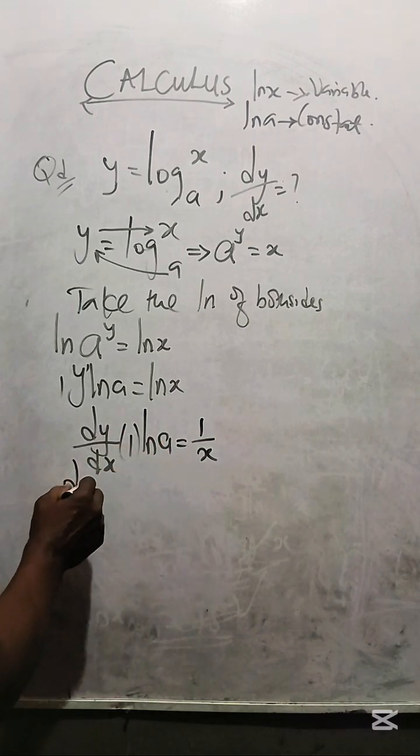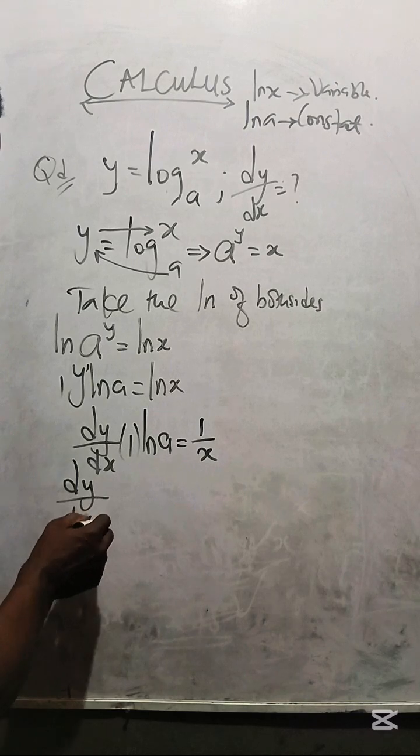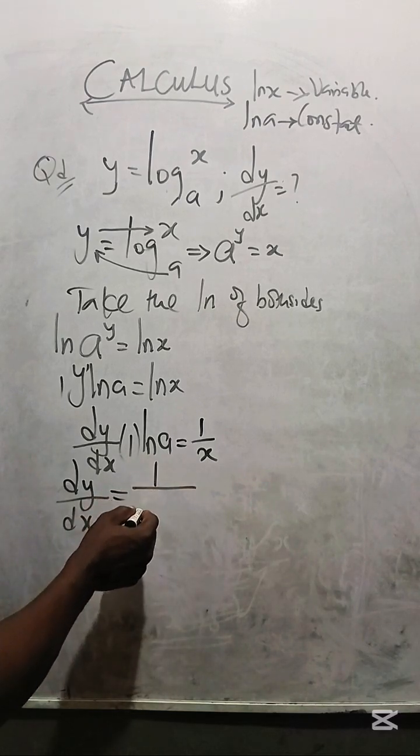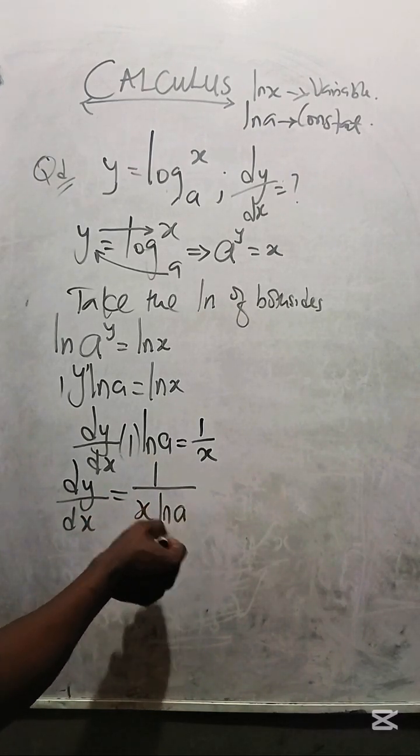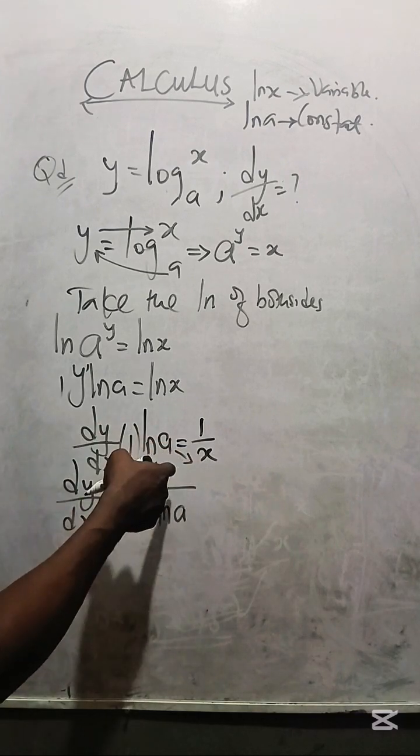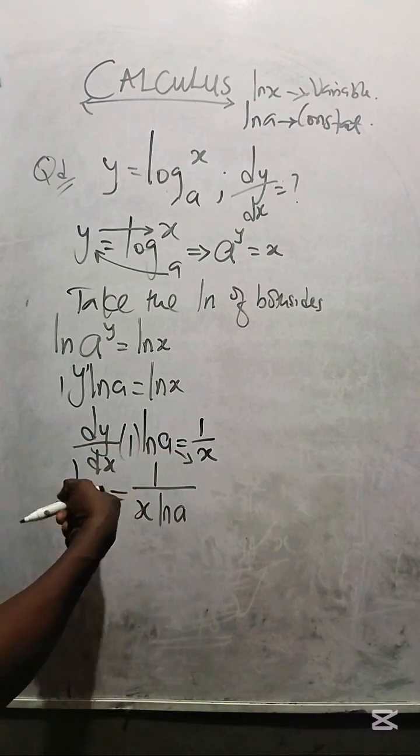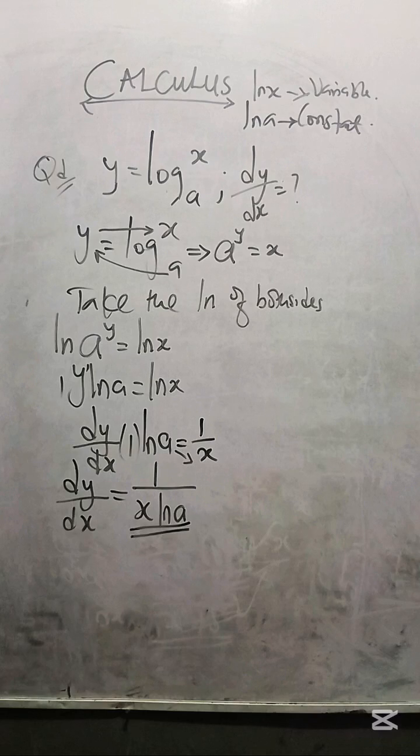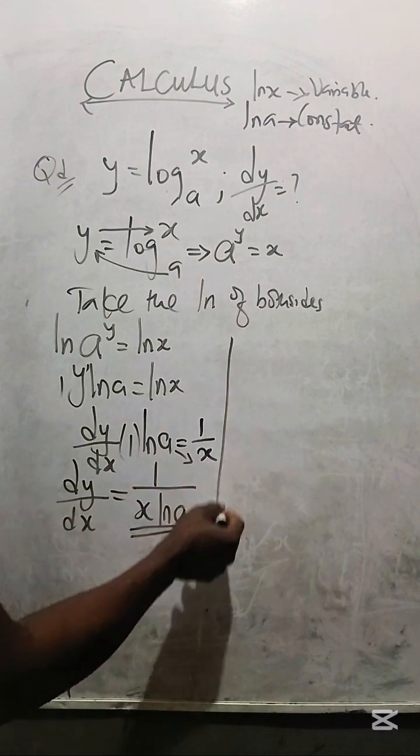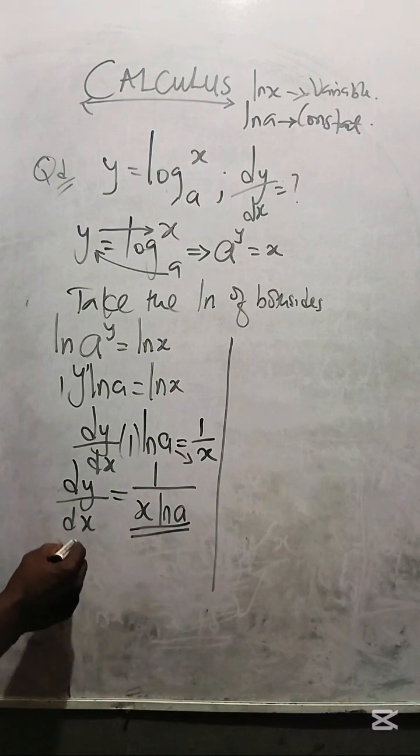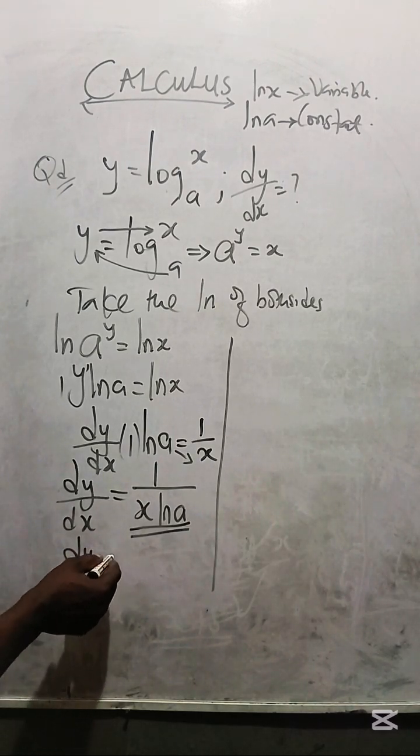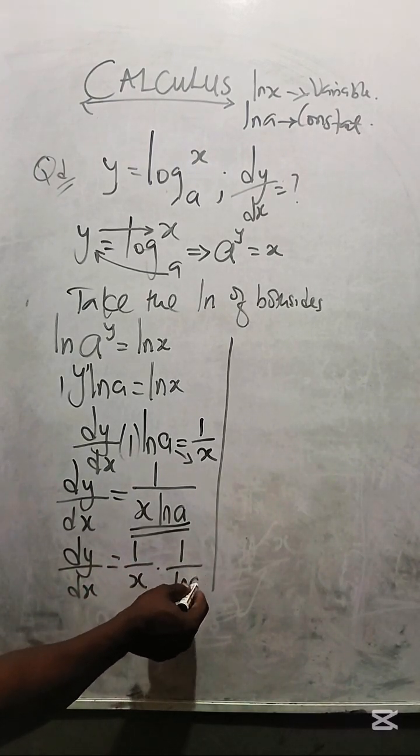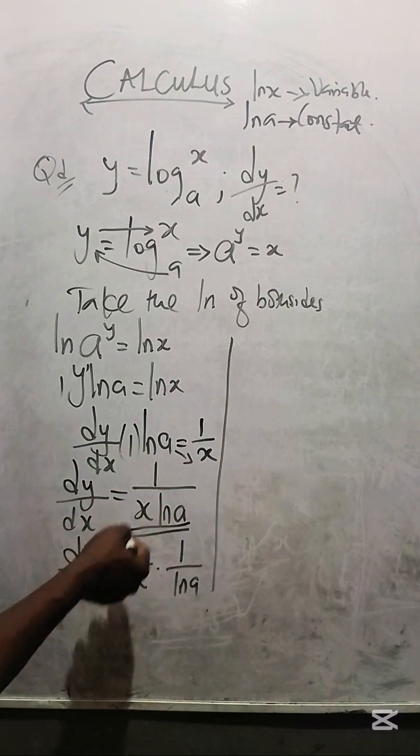Coming down here again, you notice that dy/dx will be equal to 1 all over x ln a. If this ln a should come down, okay, cross and multiply, or you divide both sides by ln a, you get 1 all over x ln a. This would have been our final answer. Or sometimes, if you're writing an exam, you may not see this in the options. Okay, so you have it as dy/dx equal to, let's separate it, 1 all over x dot 1 all over ln a, which is the same thing, 1 times 1 is 1, x times ln a is x ln a.